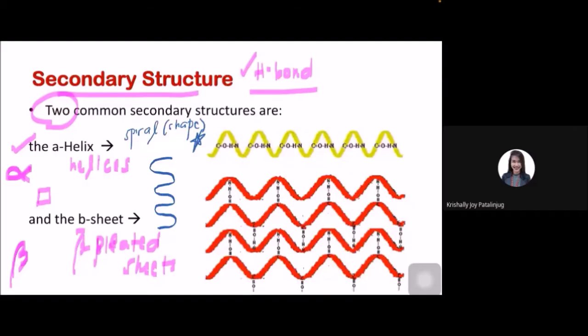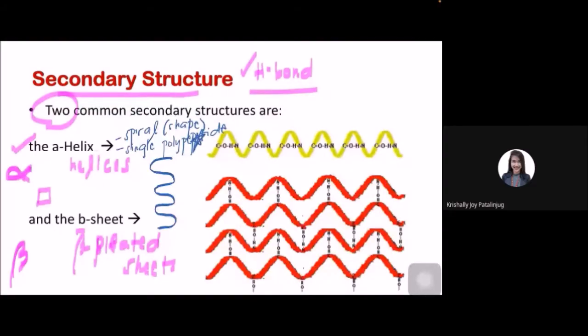And then, often, ang alpha helix, this is composed of only a single polypeptide chain. Susulat ninyo, only single polypeptide chain. Again, composed of only a single polypeptide chain.